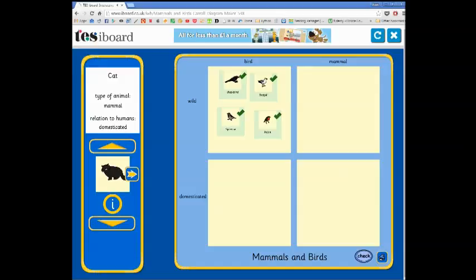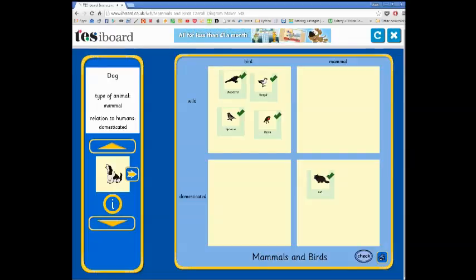Okay, now here we go. We've got a cat. Now that's a terrible picture of a cat, but we're right in the boxes where you think the cat should go. Where should the cat go? Got the answer? Hopefully you decided that the cat was a mammal, so it either is a wild mammal or a domesticated mammal. Definitely domesticated. Cats are great pets. Good.